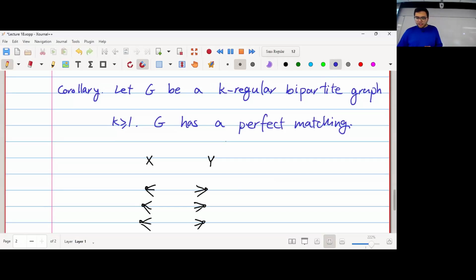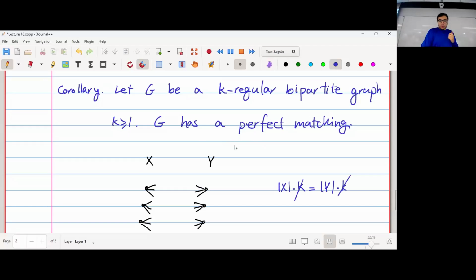I can count them from the left side. I can say I have X vertices and each of them has K edges coming out of it. So the total number of edges is X times K. But I can also count it from the Y side. And I can say this is also equal to Y times K and then just cancel the K's. Okay, so whenever I have a K-regular bipartite graph, the size of the two parts is going to be equal.